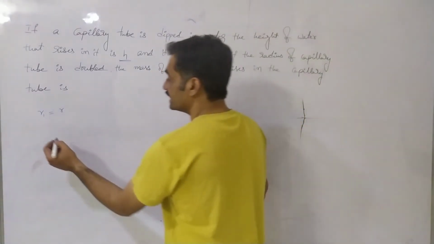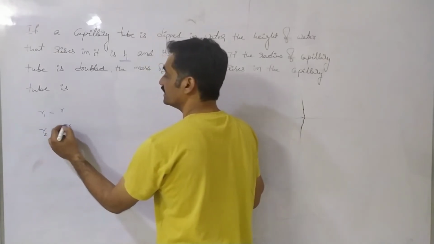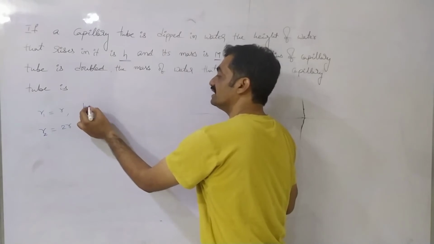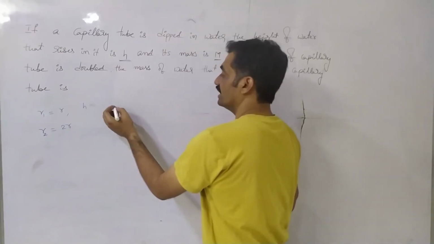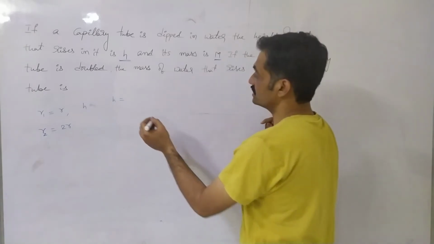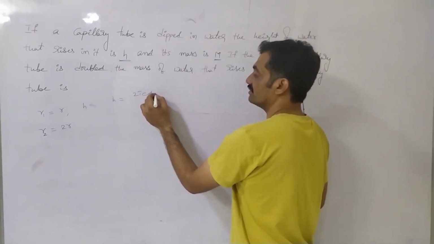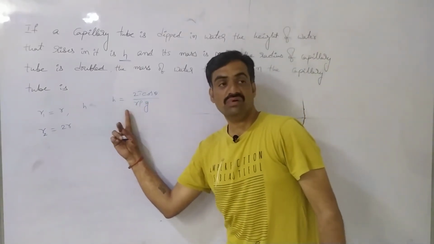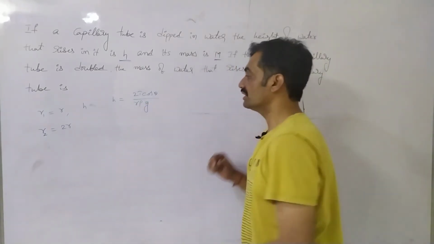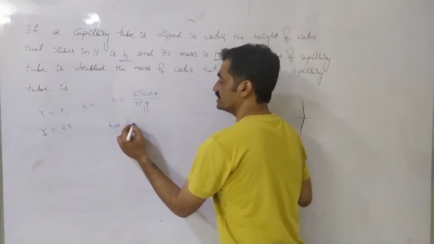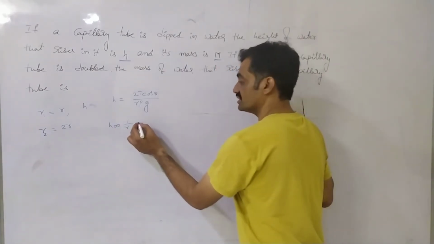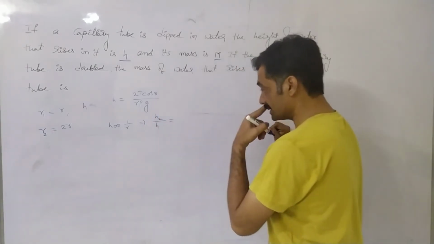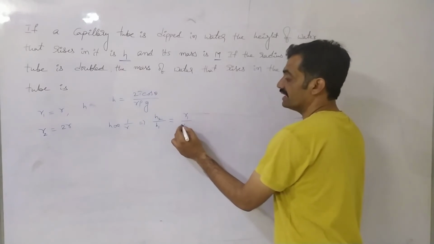Now in the second case, the radius of the capillary tube has been doubled. So when the radius of the capillary tube is r, the height of the liquid level risen is h, by using the equation h is equals to 2T cos theta by r rho g. Height is inversely proportional to radius, so we can represent that h is inversely proportional to r. Based on that, h2 by h1 is equals to r1 by r2.